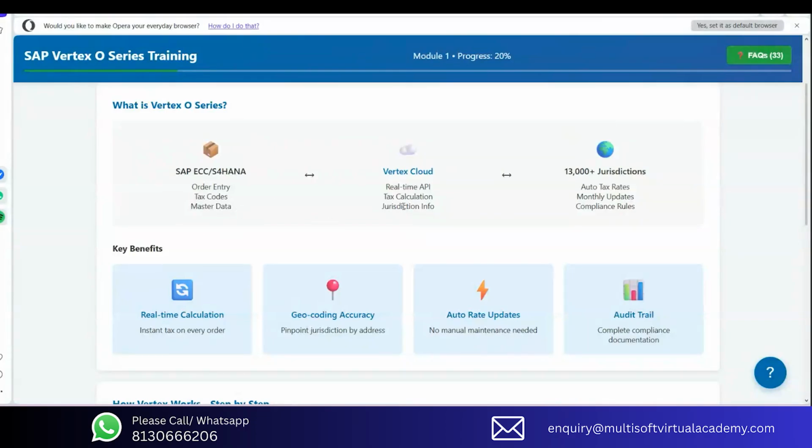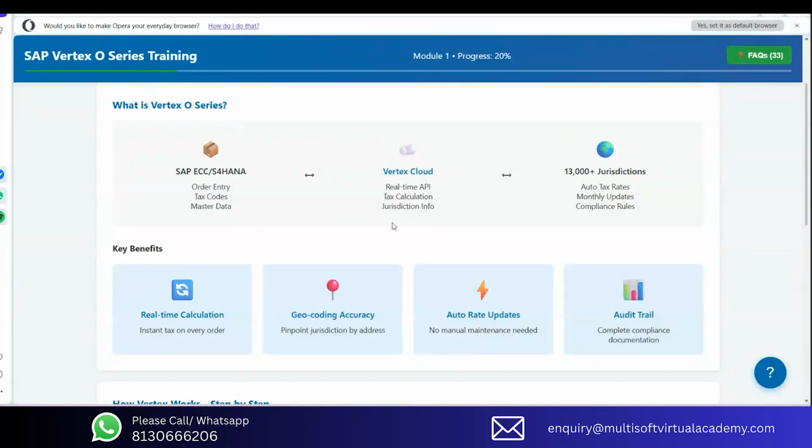So then again it's wrong. Okay. So it's not a Vertex error, it's a SAP configuration error. So the master data plays a very crucial role, because everything is based on the master data only. So suppose we enter the sales order, you should know what is the customer address and the buyer address and all those things. It should be correctly entered in SAP.